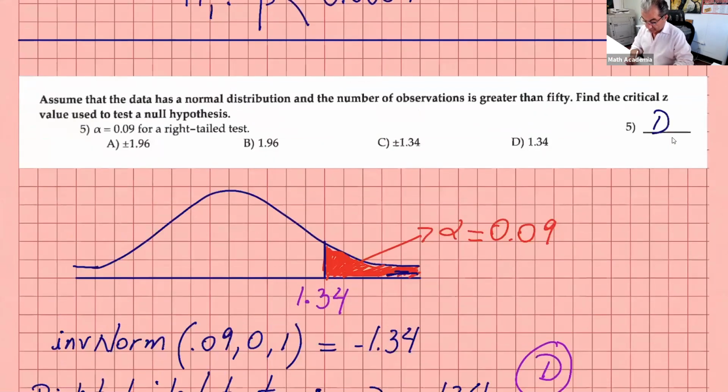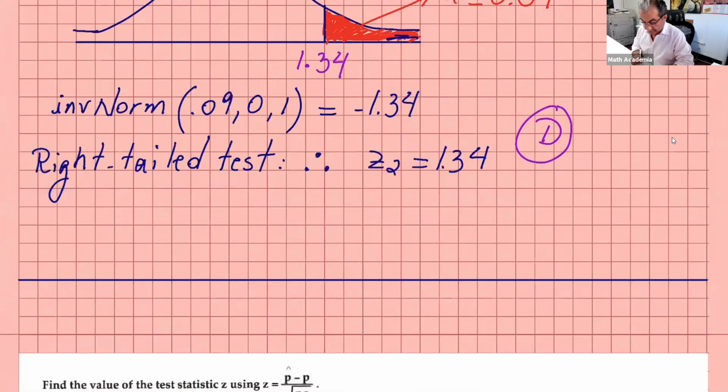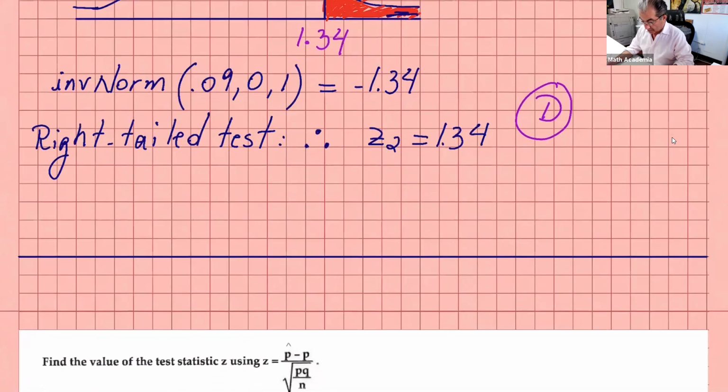And the fastest way to do that, you can use your calculator. Do inverse norm 0.01. The mean is 0. The standard deviation is 1 because it's the standard normal, and you get negative 1.34. Be very careful. This is a right tail test, so change the negative to positive. So 1.34 is the critical value. D is the answer, and I put a right tail test. Therefore z equals positive 1.34.